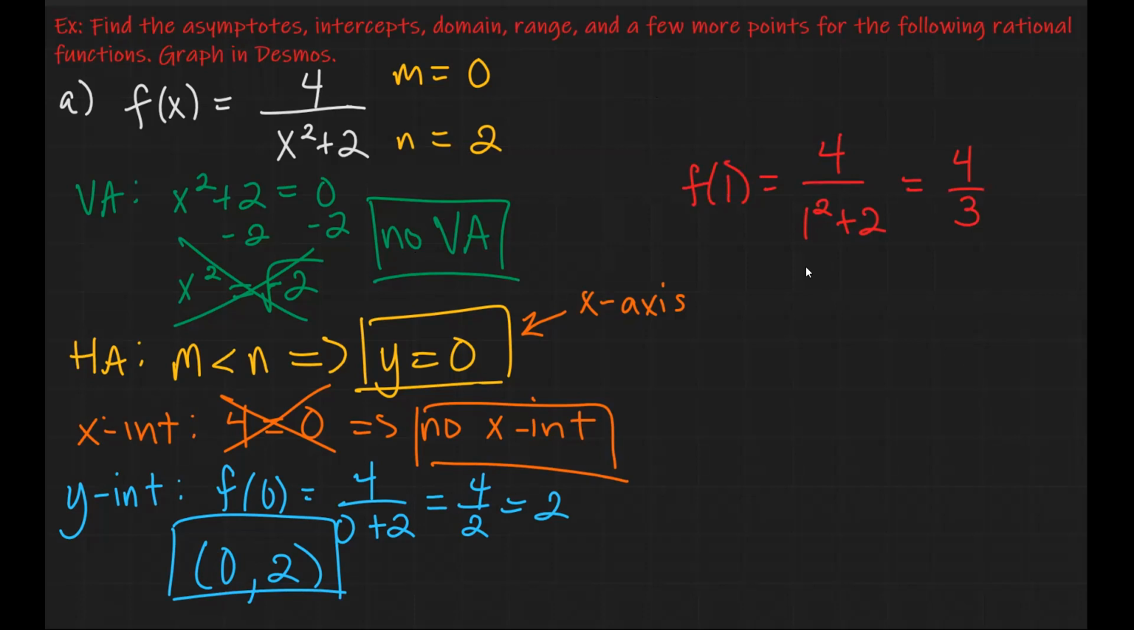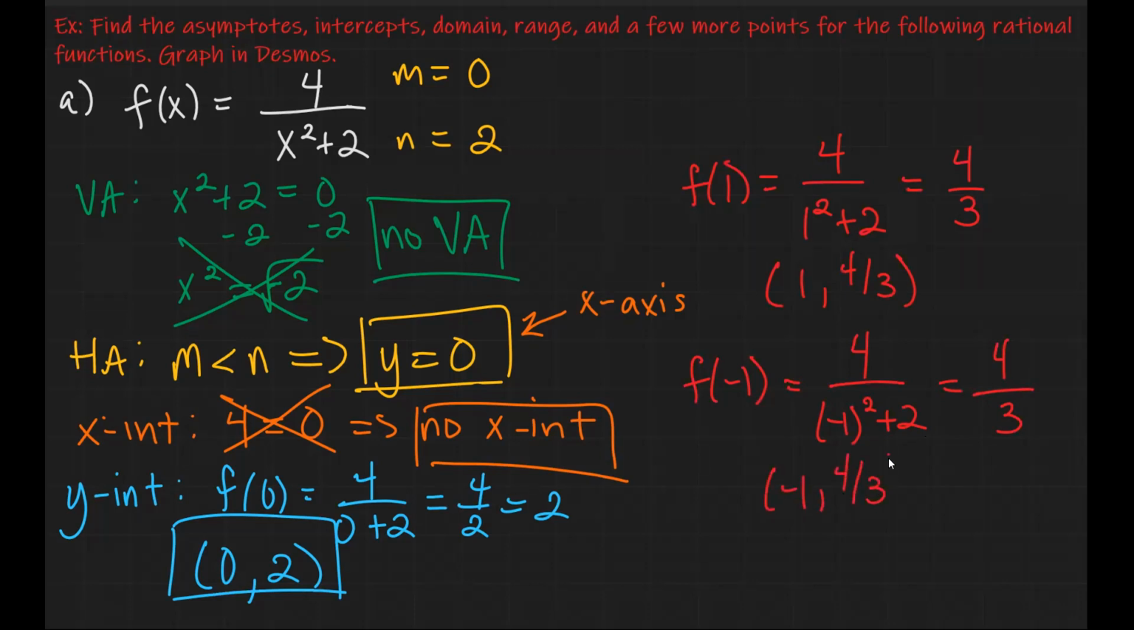4/3. Okay, so we have one ordered pair, 1 comma 4/3. Now let's do -1. 4 over -1 squared plus 2 is equal to, we have 4 over -1 squared is still 1. 1 plus 2 is still 3. So we get -1 comma 4/3. Okay, so we have 2 more points. Let's go ahead and find the domain and range, and then let's go see this in Desmos, okay?